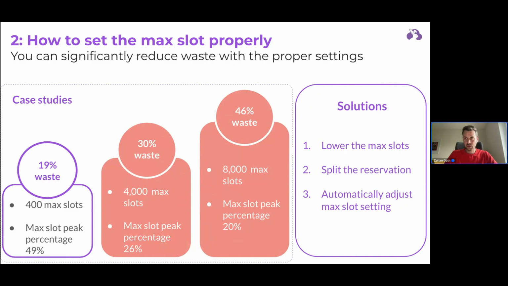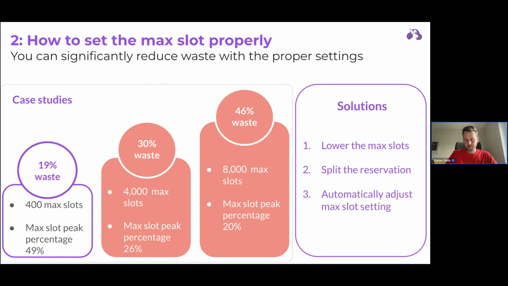And there are two ways. One is that if you know that at 2 a.m. or 3 a.m. you have the high usage, then you change the max slot setting based on a schedule logic to 8,000, and at 3 a.m. you lower it back to 2,000, or to whatever slots you need in the rest of the time.